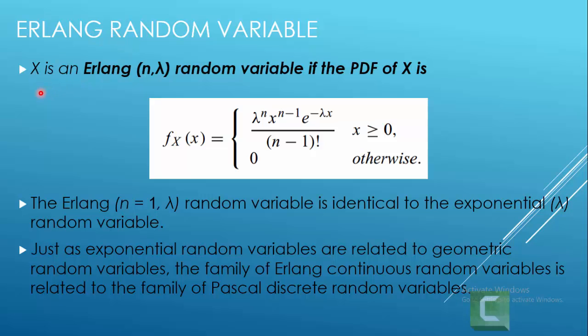Erlang random variable. X is an Erlang random variable if the PDF of X is given like this: f of x is equal to lambda raised to power n, x raised to power n minus 1, e raised to power minus lambda x, divided by n minus 1 factorial. The Erlang n equal to 1, lambda random variable is identical to the exponential lambda random variable. Just as exponential random variables are related to geometric random variables, the family of Erlang continuous random variables is related to the family of Pascal discrete random variables.